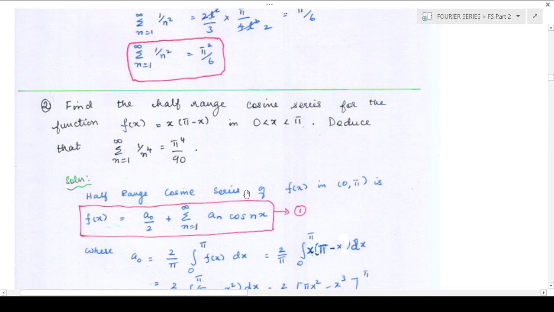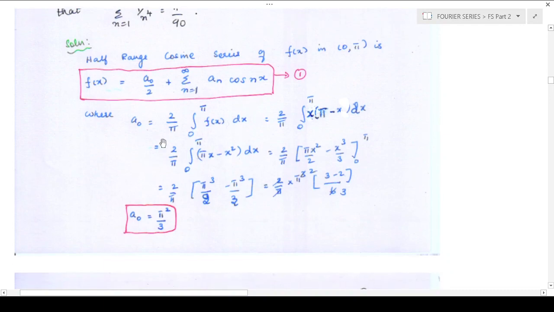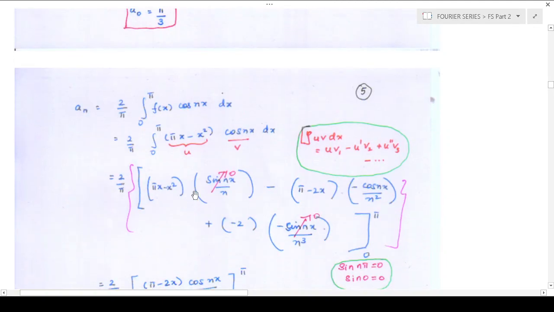Right. So the half range cosine series for f of x in the interval 0 comma pi is f of x equal to a naught by 2 plus summation n equal to 1 to infinity a n cos nx. Then mark this equation 1. Find a naught and a n, substitute here. A naught is 2 by pi integral 0 to pi f of x dx. You are substituting your f of x here, multiply x inside, then integrate, substitute upper limit minus lower limit. You will get your a naught to be pi square by 3, children.